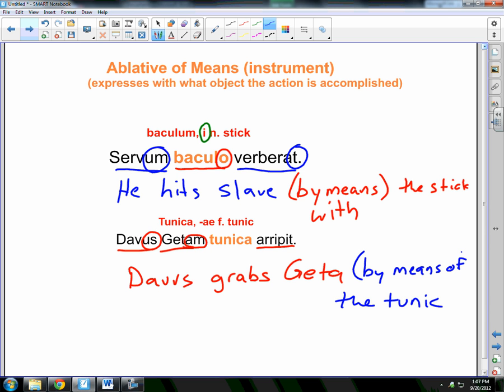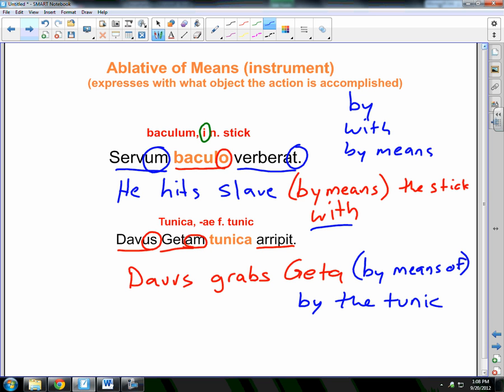Okay? That really is kind of an awkward phrase in English. So I'll try first the with. Davus grabs Gaius with the tunic. That's really not helping me out either. Still kind of awkward. So I'm going to use the word by. Davus grabs Gaius by the tunic. So the ablative of means, we can use by, we can use with, or we can use by means of to translate that ablative of means.